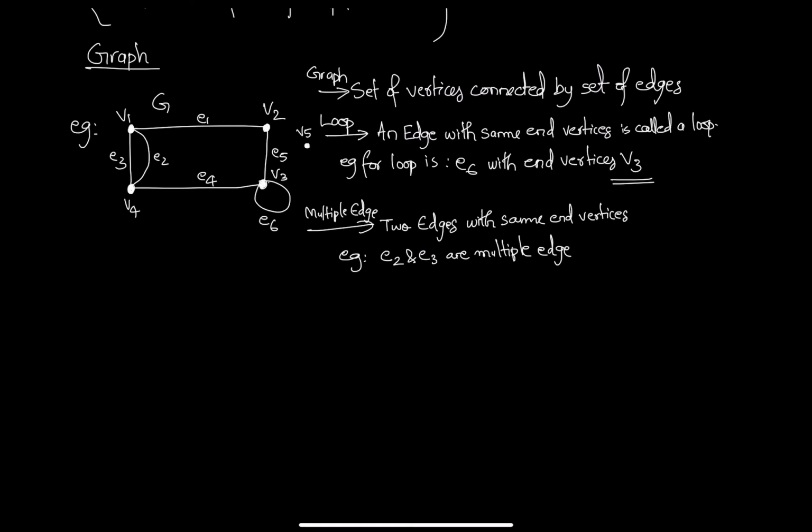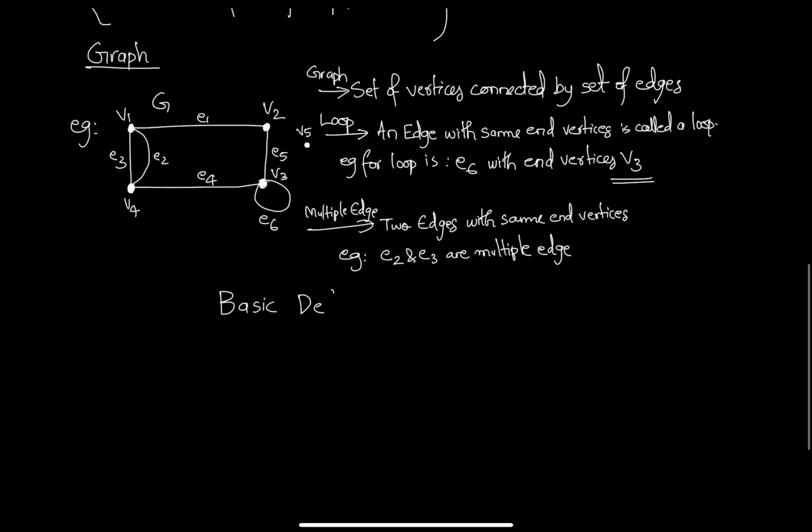An edge with the same end vertex is called a loop, and a set of vertices connected by a set of edges is what we call a graph. So that's the basic definition of graph.